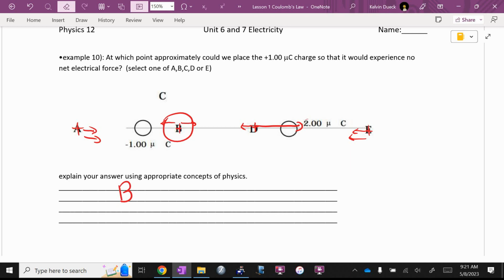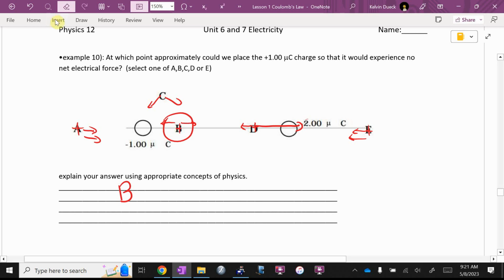It says explain your answer using appropriate physics concepts. Oh, and I didn't even look at C. By the way, the force on C, it looks like it would get pulled this way and this way. How would you add those 2 directions together? Draw them. You could find the direction there by adding those 2 vectorially. I think it would get pulled a little bit to the right and a little bit down, but I don't know.